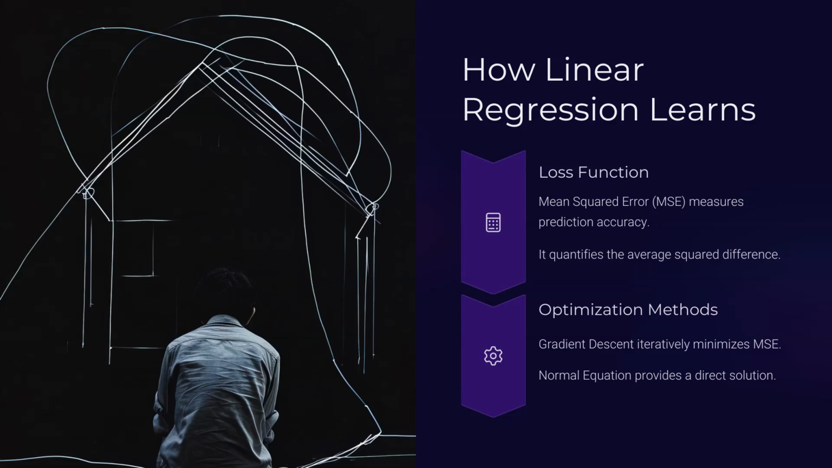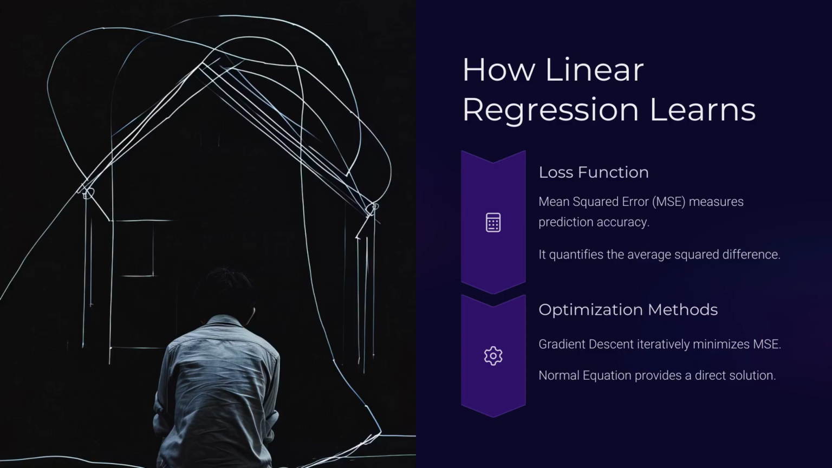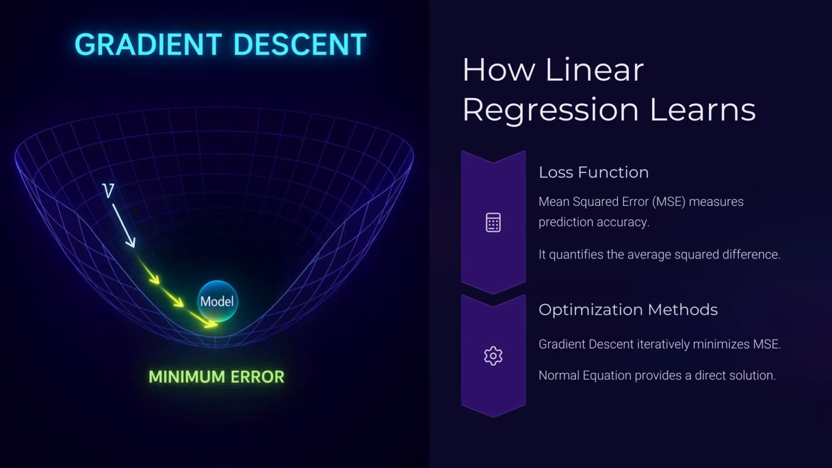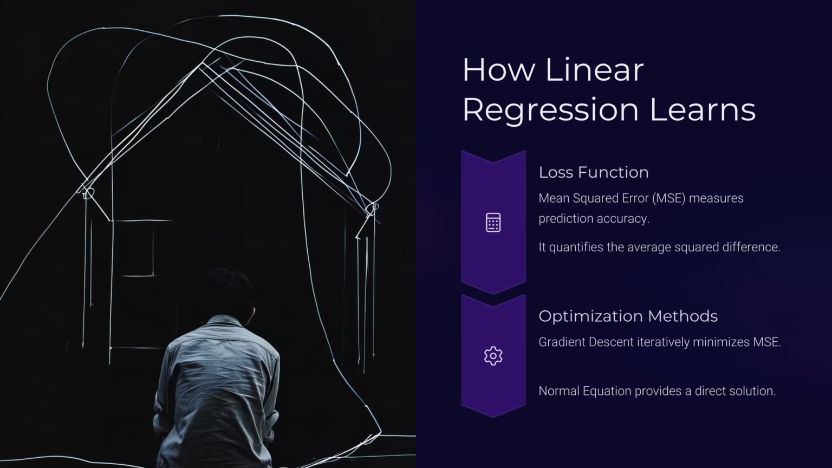So how does linear regression actually learn? It starts with a loss function. In this case, we use something called mean squared error, or MSE. This measures how far off our predictions are by averaging the squared differences between predicted and actual values. To minimize that error, we use optimization methods. One approach is gradient descent, which adjusts the model step by step to reduce the error. Another way is the normal equation, which gives us a direct formula to find the best fit. That's how linear regression learns, by minimizing error and finding the best line through the data.